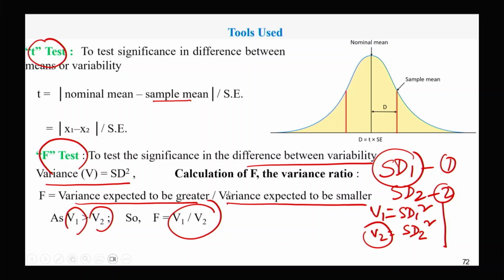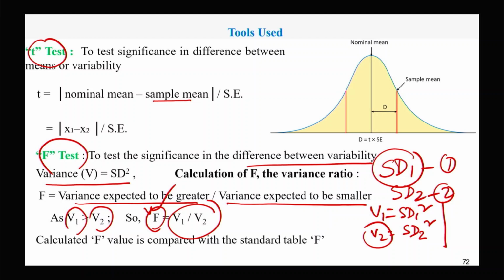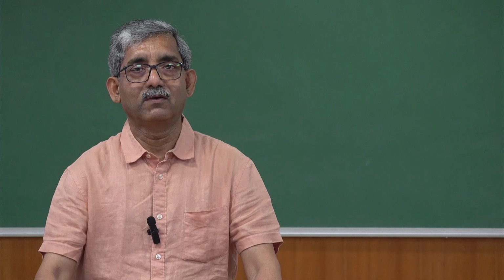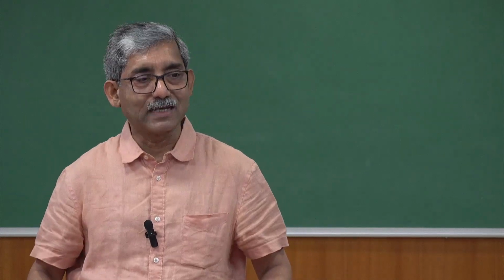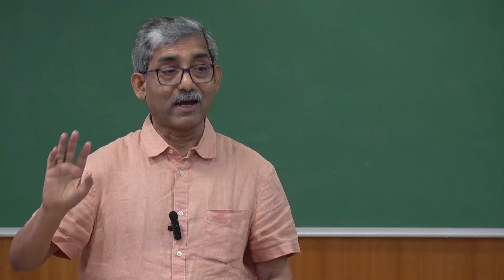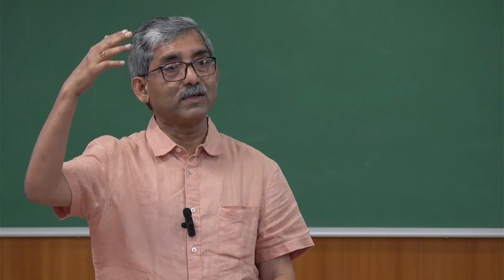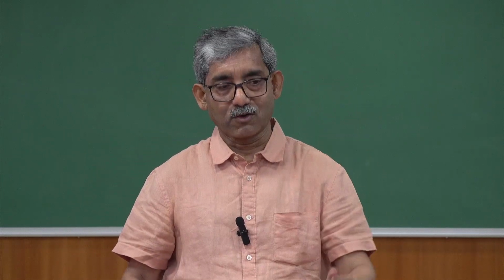That is one step. And then after getting this F value, we should refer to the F table, this variance ratio table, and this calculated F value is compared with the standard table value. Table values are available for different significance levels, so 1% significance level, 5% significance level. 5% means, as we have discussed, 95% confidence level, and 1% means 99% confidence level.